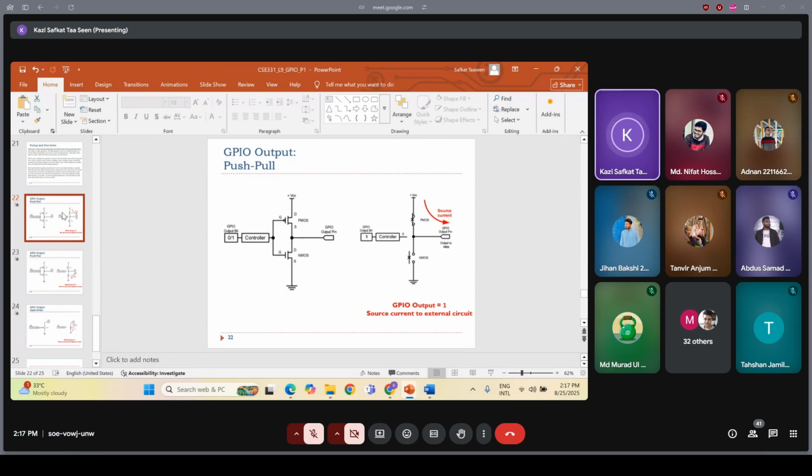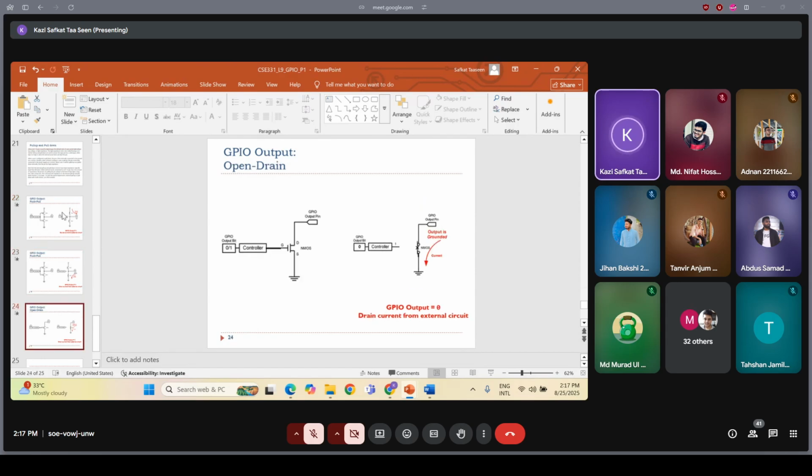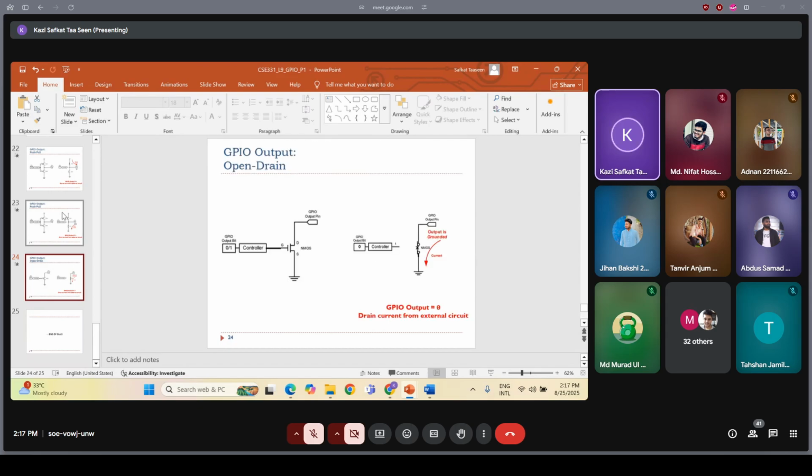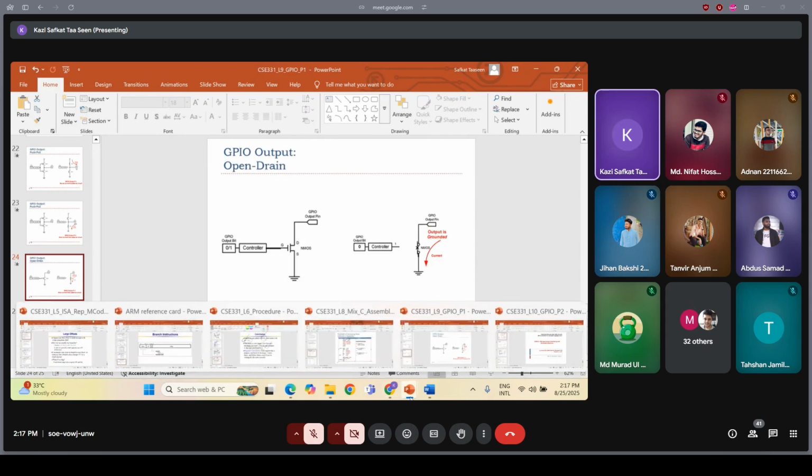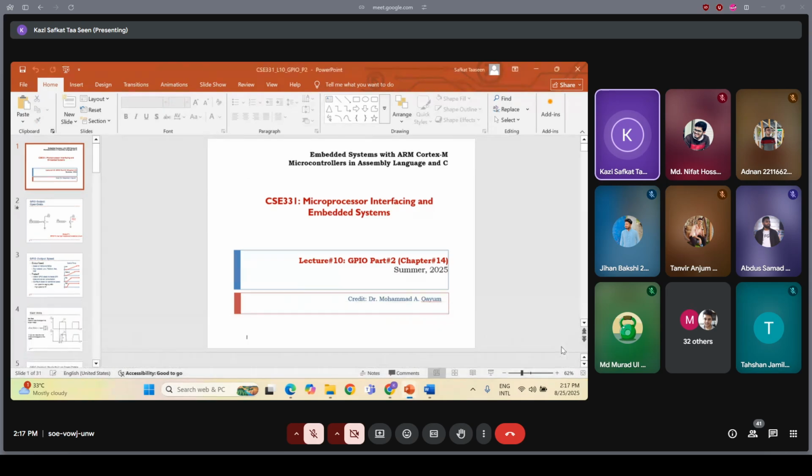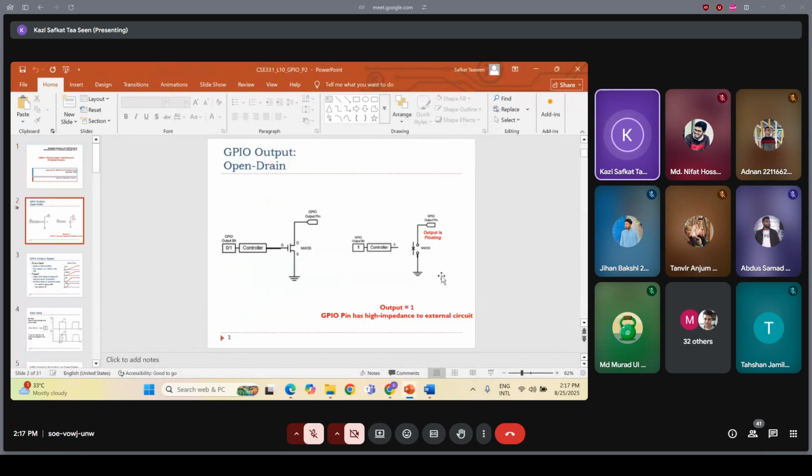Okay, so from here, you just have to learn the motivation behind using push pull. Why do we go for push pull and why don't we go for open drain? Why do we always choose push pull as the output type? What's the problem with open drain? What exactly is the problem with the open drain? This slide tells you what the problem with open drain is.